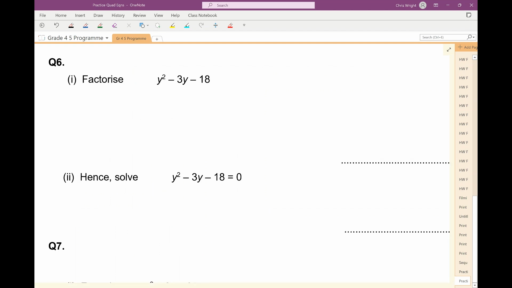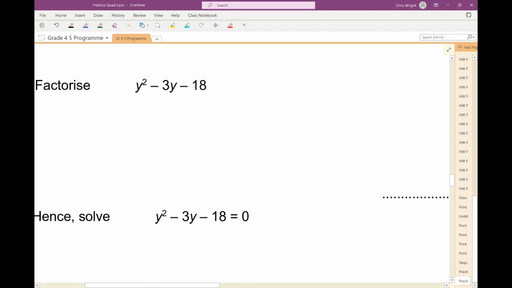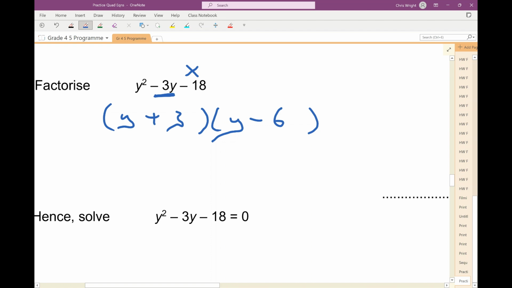X equals minus 11 or x equals 2. Question 6. Factorize. Now this time I've got a y and a y. Again, we multiply to a negative, so plus and a minus. 18, 3 and 6, 2 and 9. It's going to be 3 and 6, isn't it? It's going to be plus the 3 and minus the 6, because that would give me minus 3y.